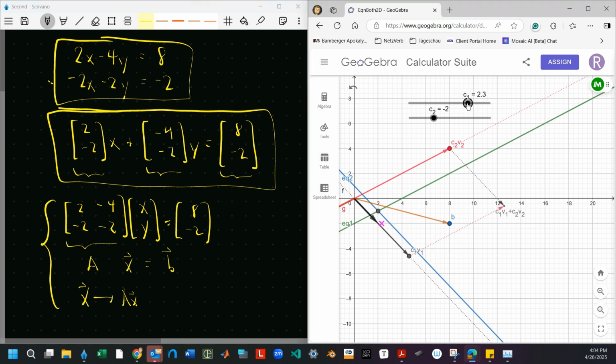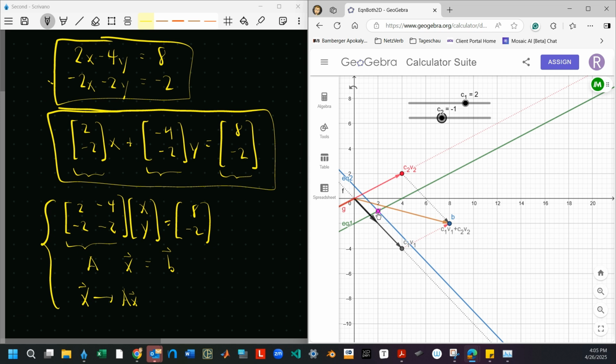So now I'm changing the scaling on the vector. And I'm just going to bring this so that the red line right here just becomes tangent to that B right there. And then I'm going to do the same thing here, and bring that so that that black line just hits that point right there. So now I've got this little parallelogram, and I've got this scaling, so C1 times V1, plus C2 times V2, gives me exactly the point B that I'm interested in.